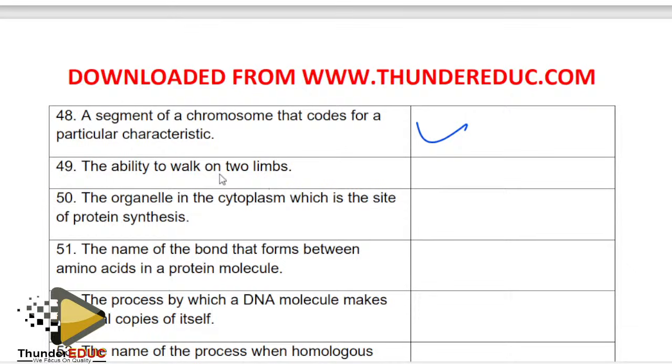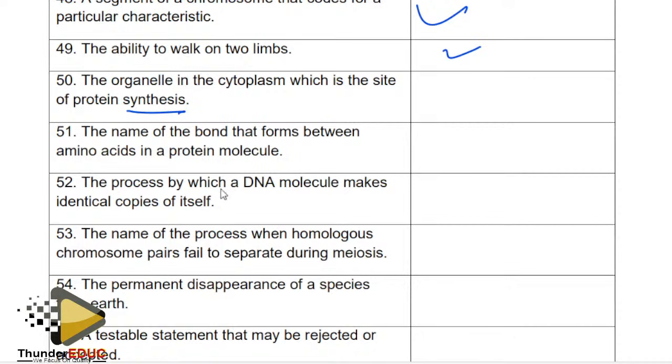We talked about it. Ability to walk on 2 limbs, we call it bipedalism. The organelle in the cytoplasm, which is a site for protein synthesis, is a ribosome. The name of the bond formed between 2 amino acids, I explained this, is peptide bond. The process by which a DNA molecule makes an identical copy of itself is DNA replication.